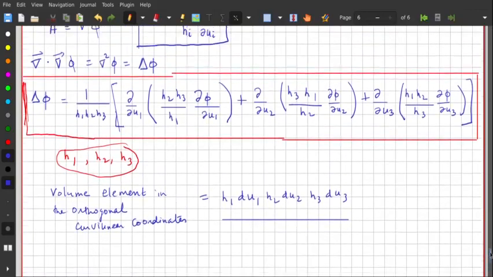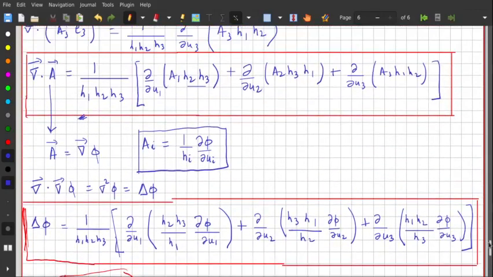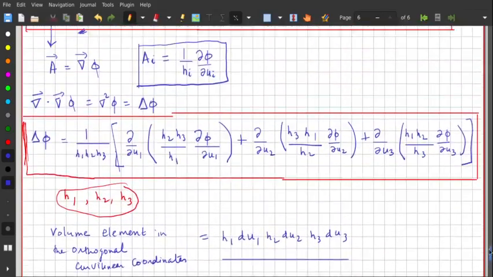Another reason why these two expressions are so powerful is that this looks very long, but it is very simple. There is a pattern to it. You see h1, h2, h3, then partial with respect to u1, A1, and then 1 2 3, 2 3 1, 3 1 2. The cyclic nature makes it very easy to keep this in mind.